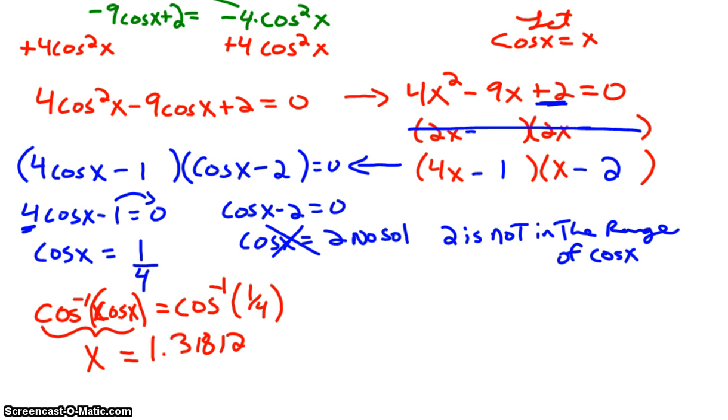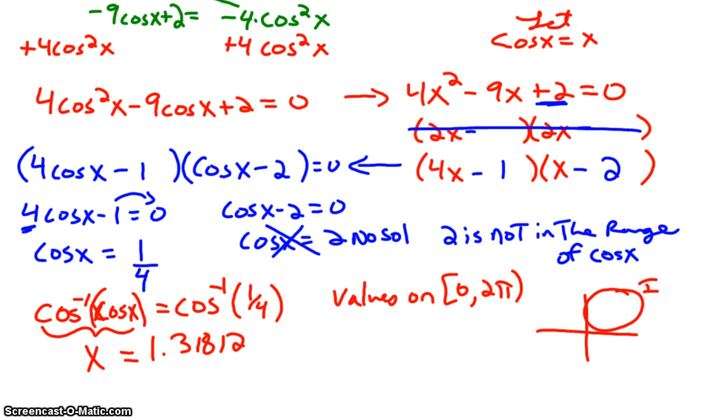1.31812 as an estimate. Now, you have to remember we are looking for values, and our values are on the interval 0 to 2 pi. And in our unit circle, we found out that this happens for a positive value of cosine both in the first quadrant and in the second quadrant. So those are where my two values will be. I already have the 1.31812 for the first quadrant.